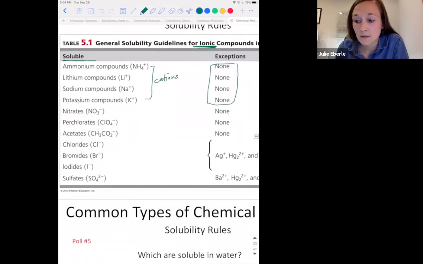We have 7 anions listed beneath that. Okay, the first three, so I'm going to draw a big red line under acetate.